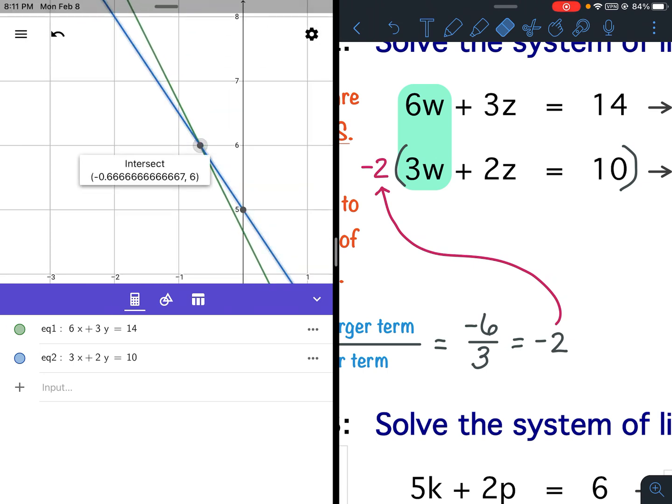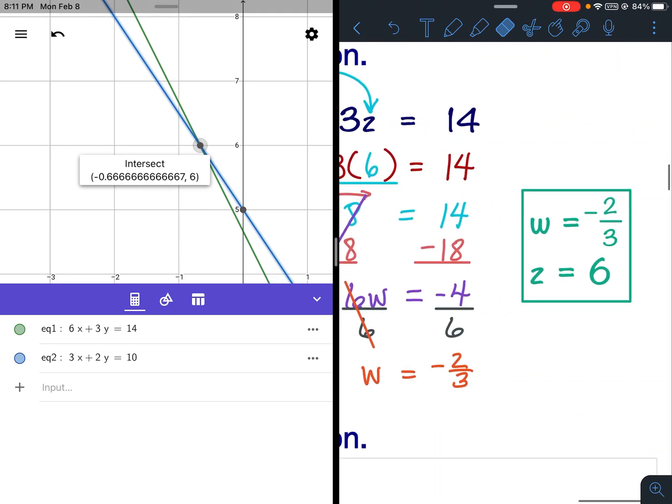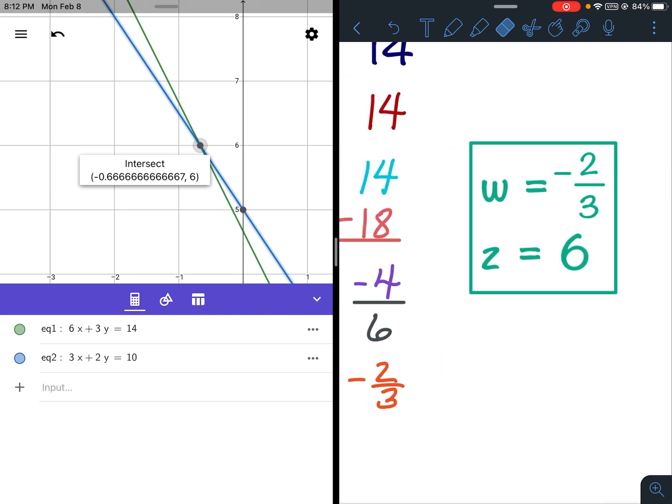They intersect at, I don't know if you can tell, that says negative point, and then it's a bunch of 6s and a 7. In other words, it's the repeating decimal, 0.6 repeating. And you should know by now that the fraction 2/3 as a decimal is 0.6 repeating. So that's negative 2/3, 6, which is what we got for our answer.